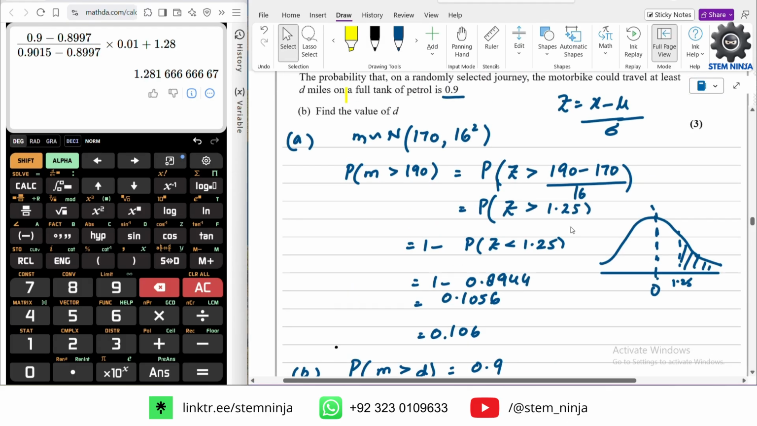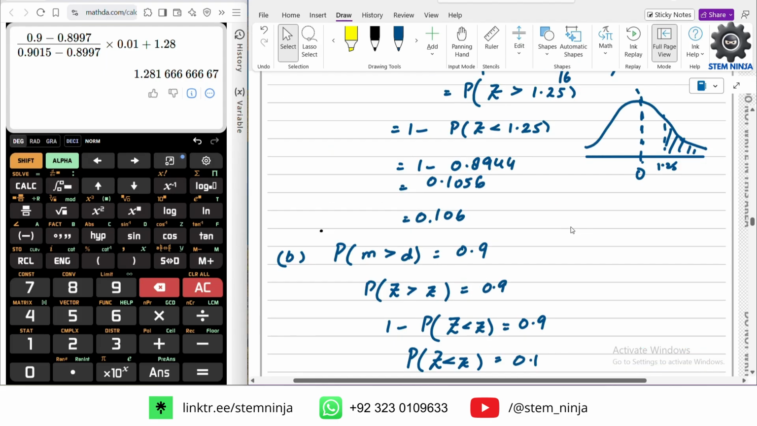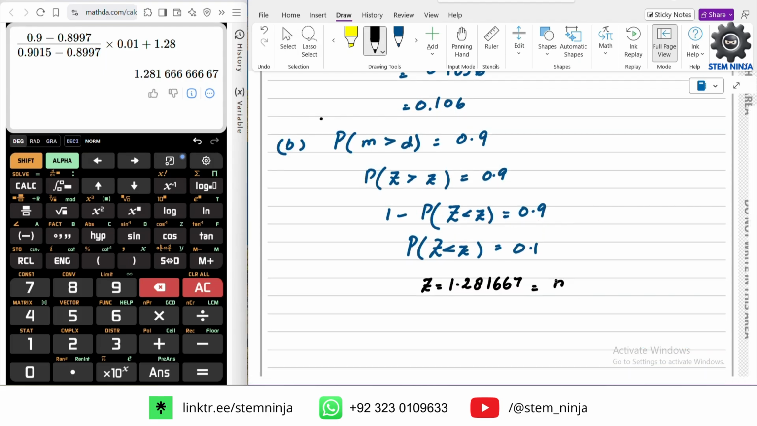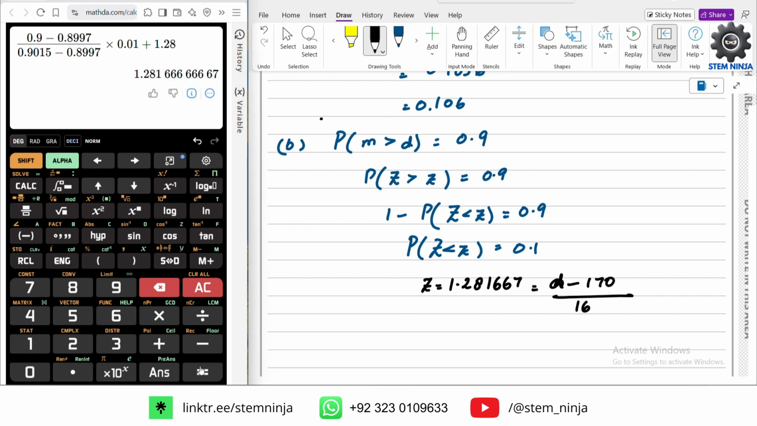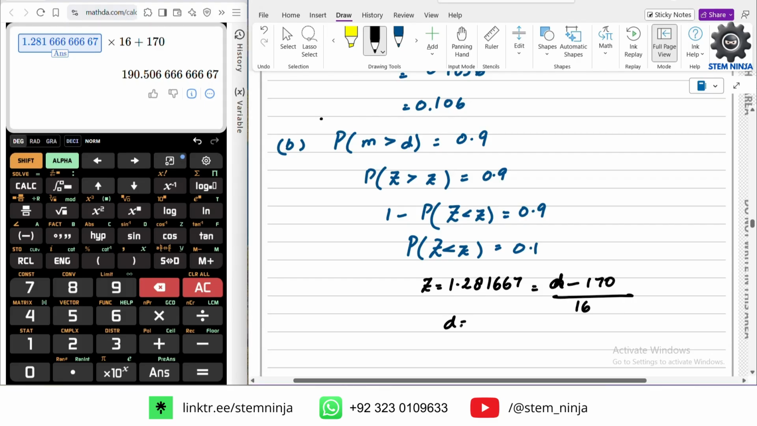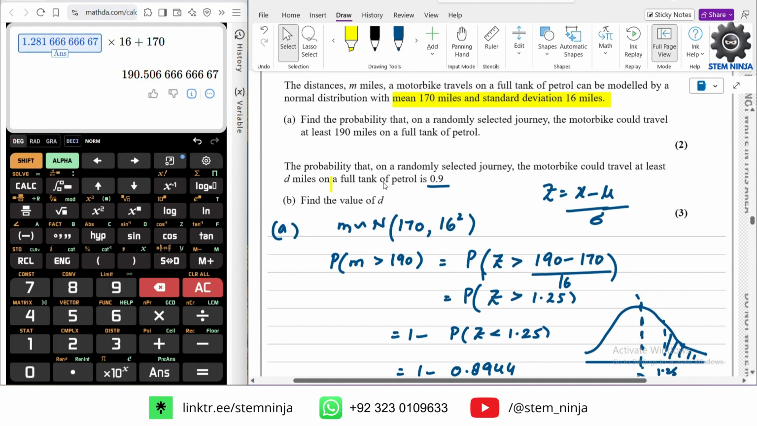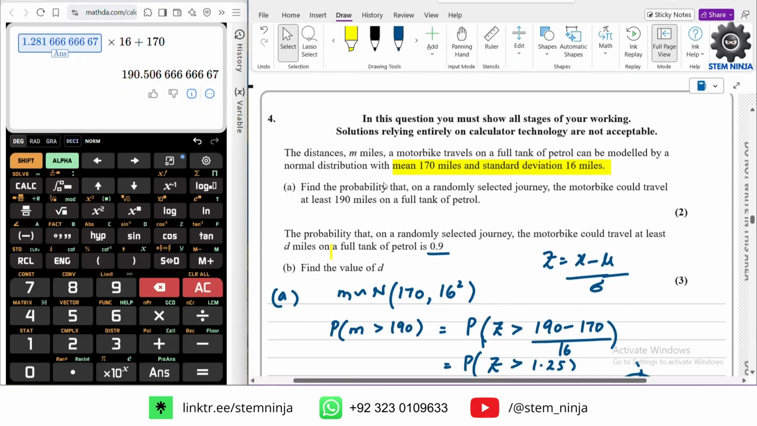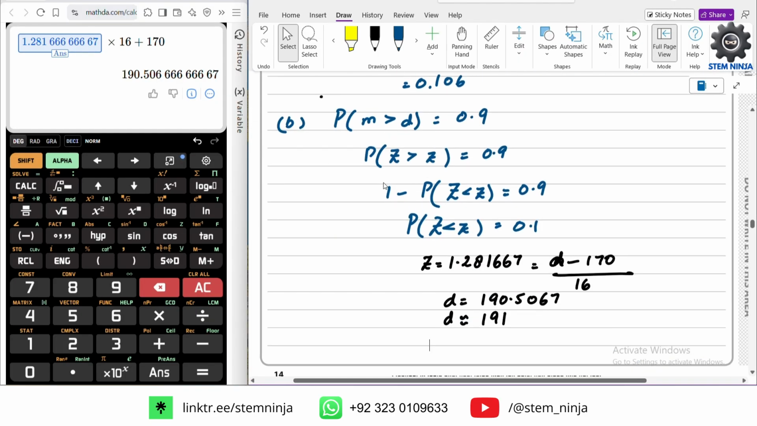What was it? X minus mu, so d minus mu over 16. So the answer times 16 plus 170. So d is 190.5067. So roughly 191. Right, so this would be our answer. Right, so this is question number 4. Let's move on to question number 5.